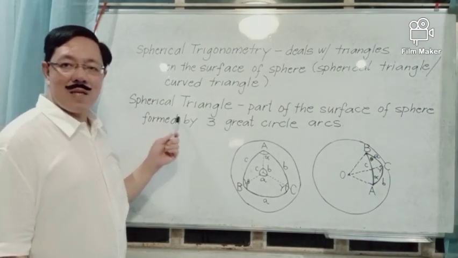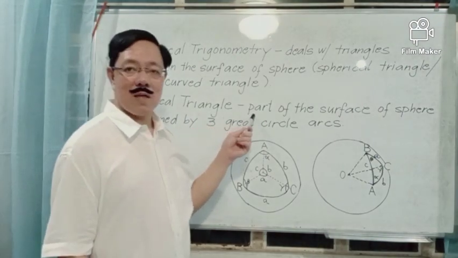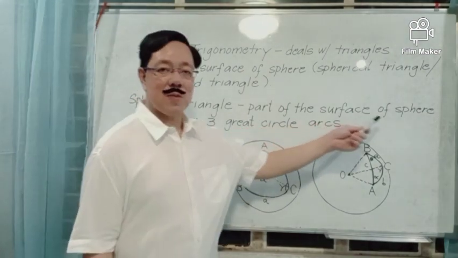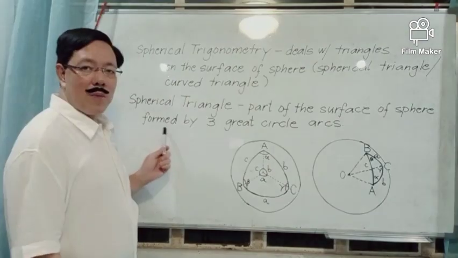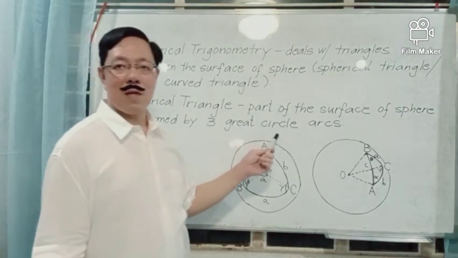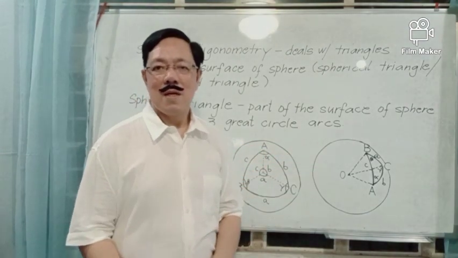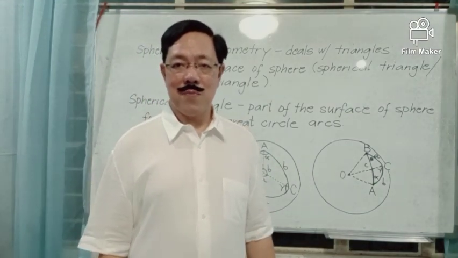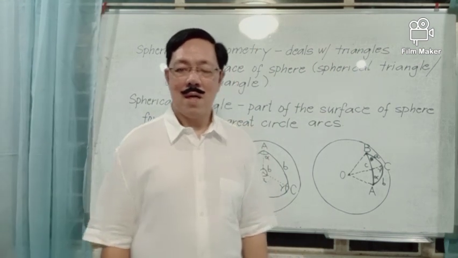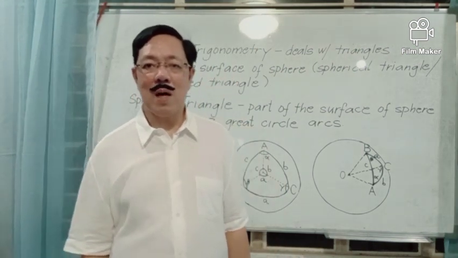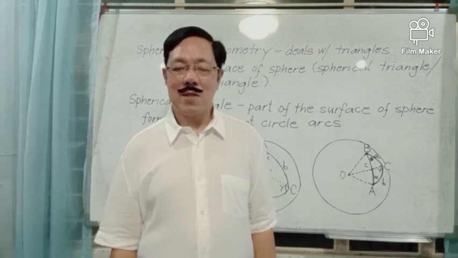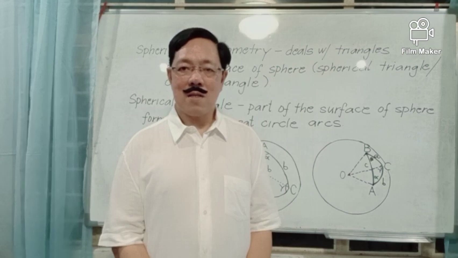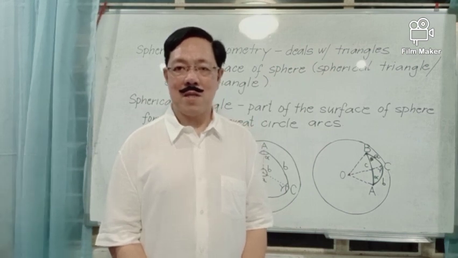A spherical triangle, we said, is a part on the surface of a sphere formed by three great circle arcs. Again, a spherical triangle is a part on the surface of a sphere, and it is formed by three intersecting arcs. And these arcs are arcs of great circles.